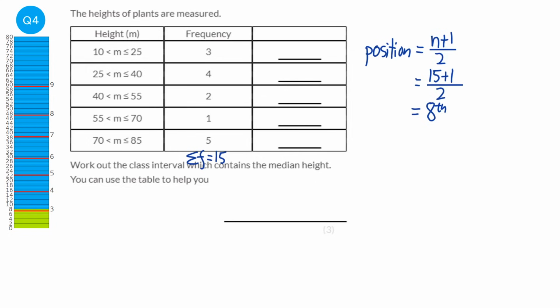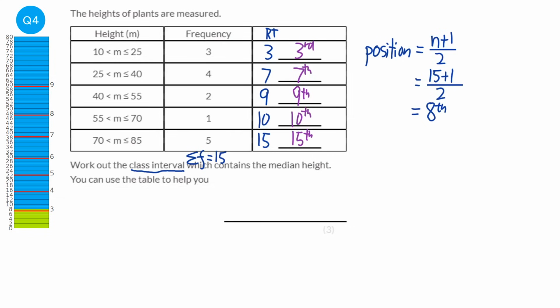Now to easily find out which group, because it's asking for the class interval, which is just a fancy way of saying a group, so it could be this one, or it could be this one. To easily find out which group the median is in, what we do is a quick running total. So what I'm going to do is add up the frequencies as I go along. So we've got 3 there, 3 plus 4 is 7, plus 2 is 9, plus 1 is 10, plus 5 is 15. And then what I do is just convert those into 3rd, 7th, 9th, 10th, and 15th.